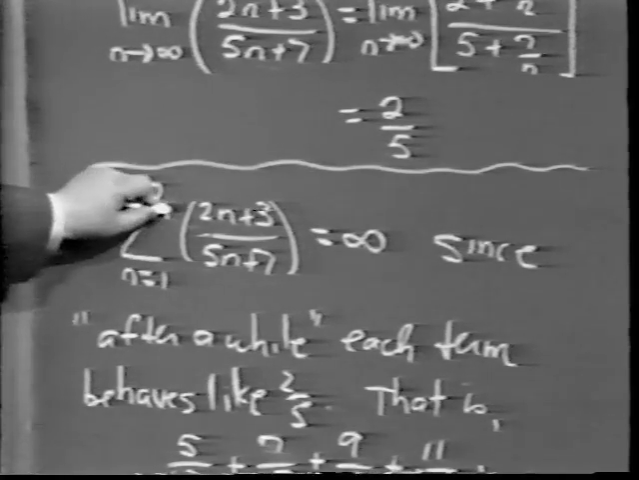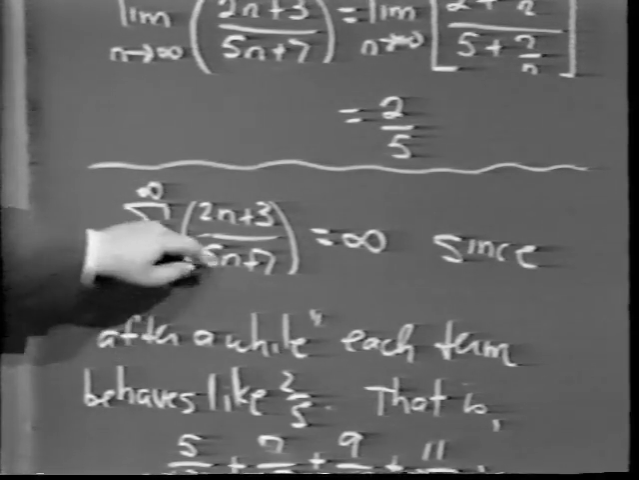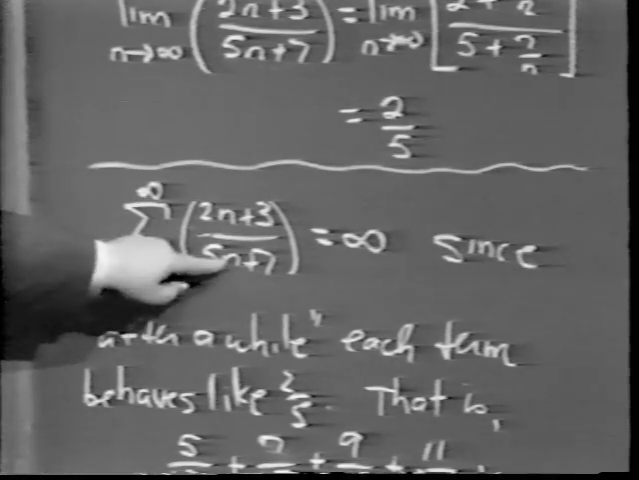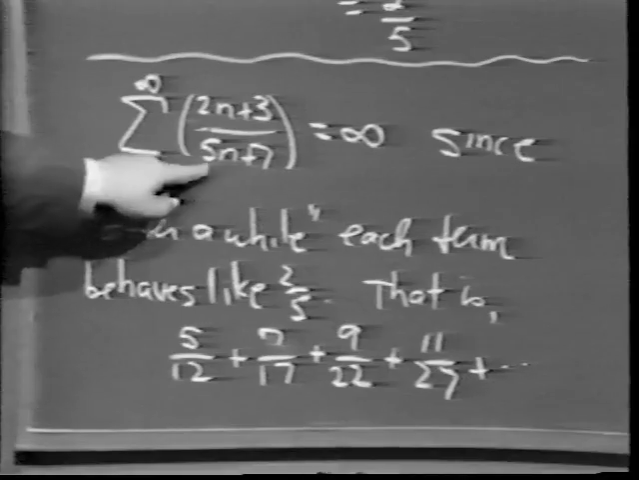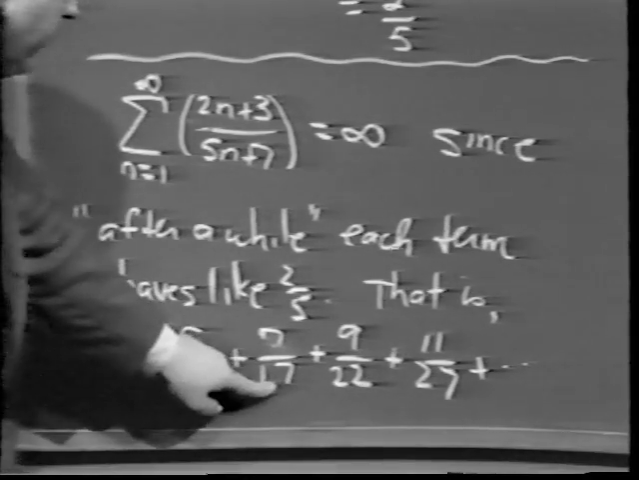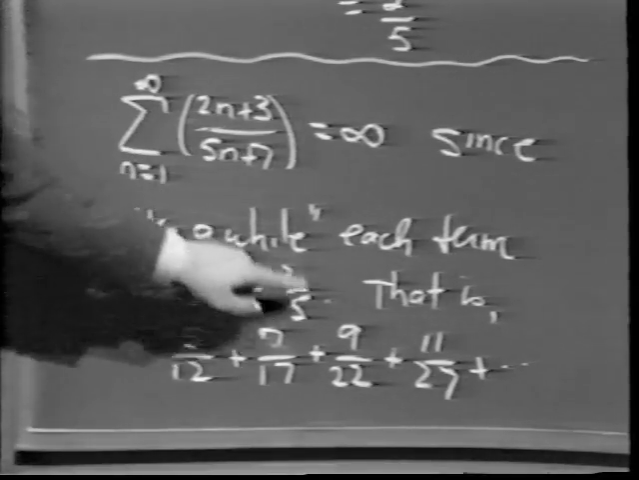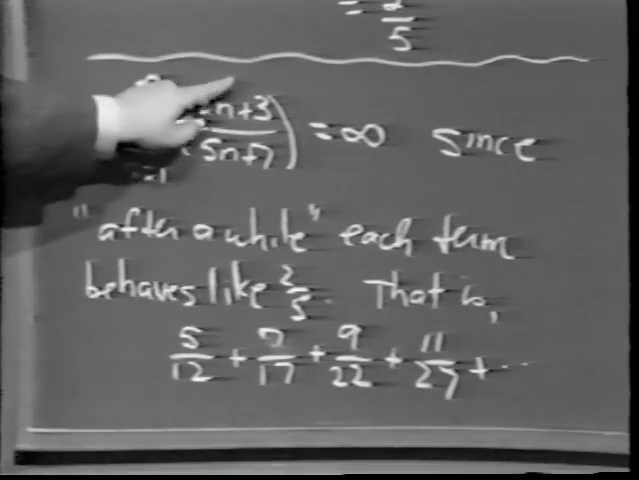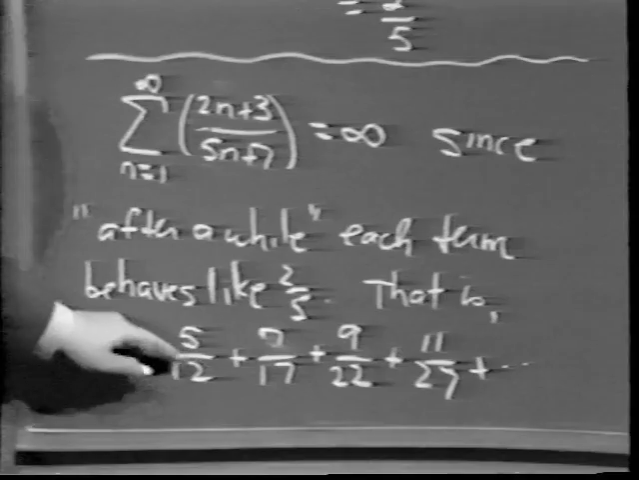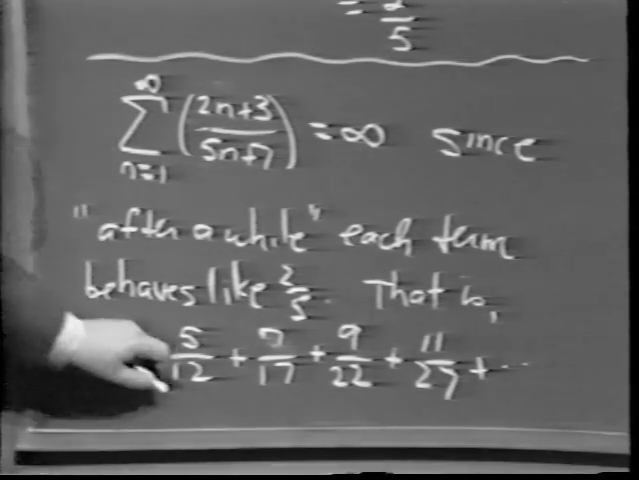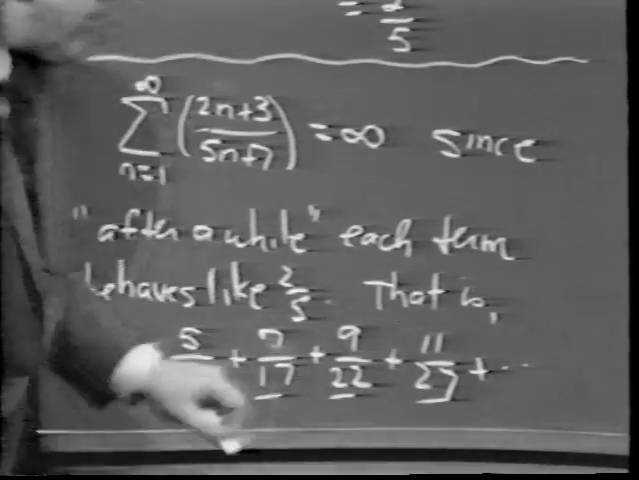In other words, if you write this thing out to see what this means, pick n to be 1. When n is 1, this term is 5/12. When n is 2, this is what? 7/17. When n is 3, this is 9/22. When n is 4, this is 11/27. In other words, what you're saying is the infinite sum means to add up all of these terms.